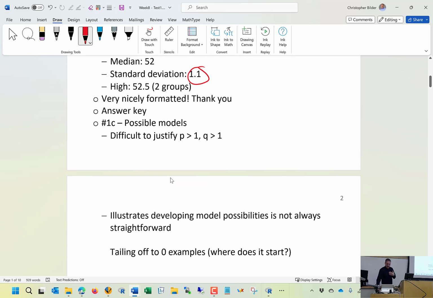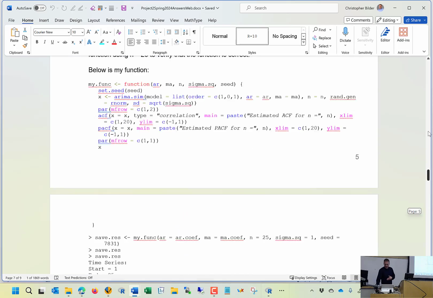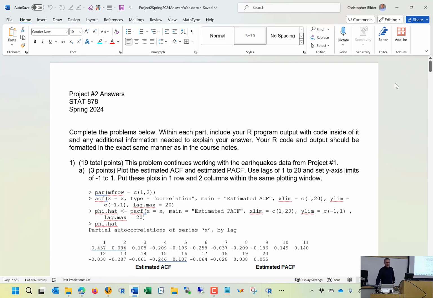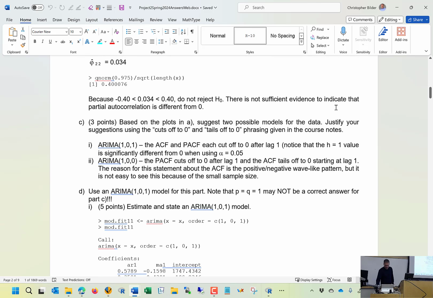Okay, so let's talk about just a few things relative to what was in the answer key. And again, please make sure you look at the full answer key. I know all of you did well, but make sure you do look through all the answer key itself, even if you got the corresponding problem right, because I might have approached it in a different manner. And we want to look at what ends up being 1C here, where we needed to examine some estimated ACF, estimated PACF plots for the earthquakes data and come up with potential model ideas.